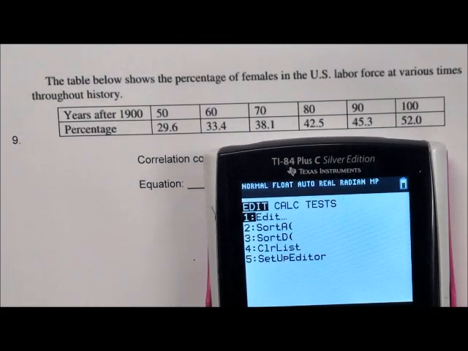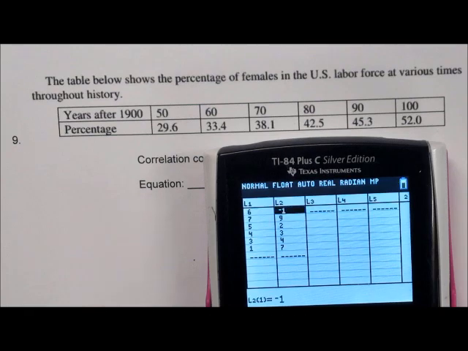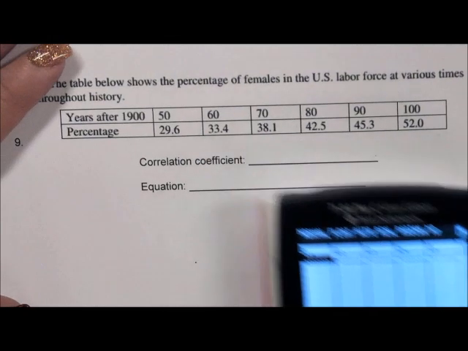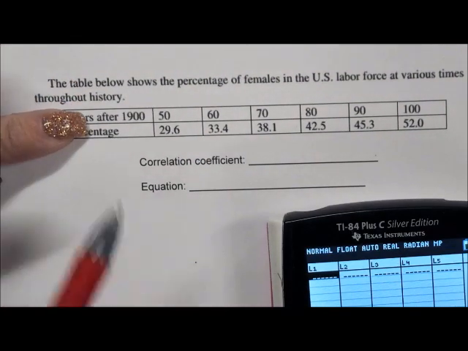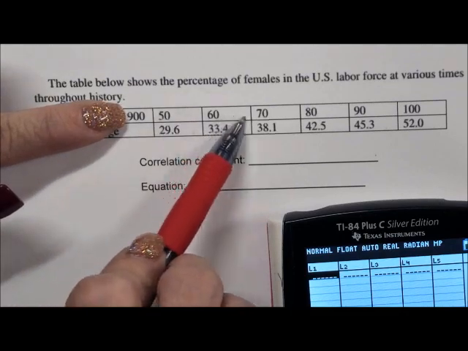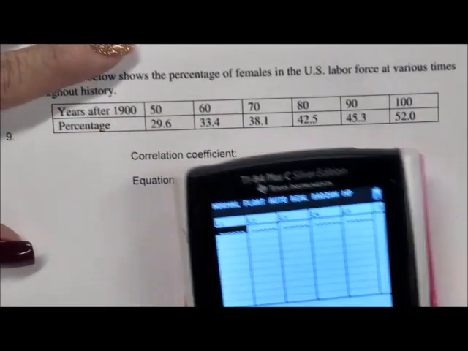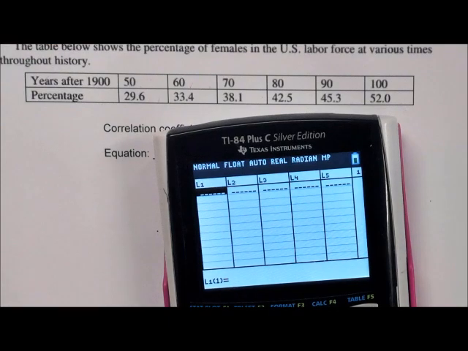Alright, so Stat, Edit, move up and clear, move up and clear. Okay, so I'm going to remember, oh, you know what? This is not years, is it? This isn't 1900 like they normally do. They actually gave me the years after. So I'm going to actually plug this one in just like it's written. 50, 60, 70, 80, 90, 100. 29.6, 33.4, 38.1, 42.5.